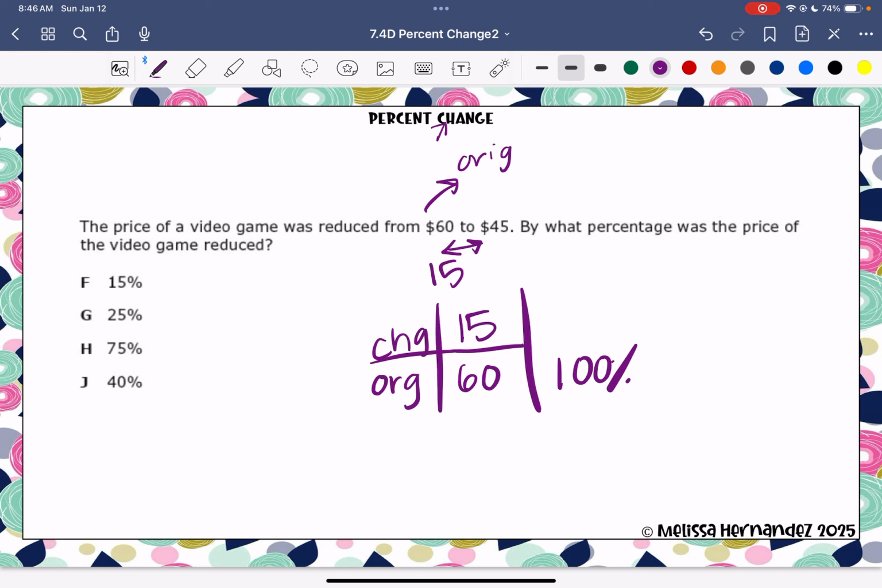Now it's not direct. What I mean by that is 60 doesn't go into 100 easily. There is another way you can do it. You can go from 60 to 15. How many 15s go into 60? 4. So you're going to scale down by 4, and you'll scale down the right side by 4, or 1/4. And 100 divided by 4 is 25, and there's your answer choice, G.